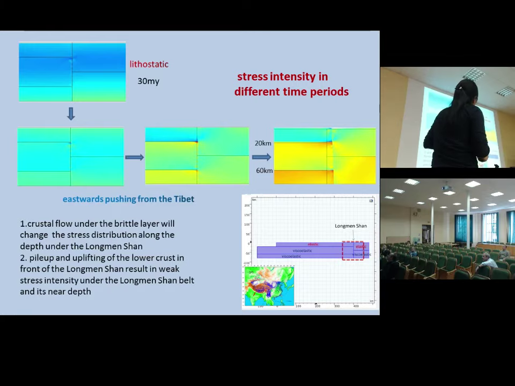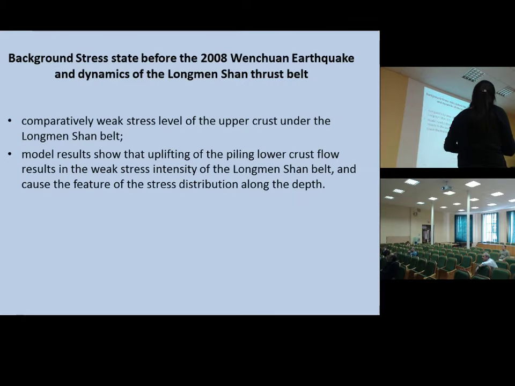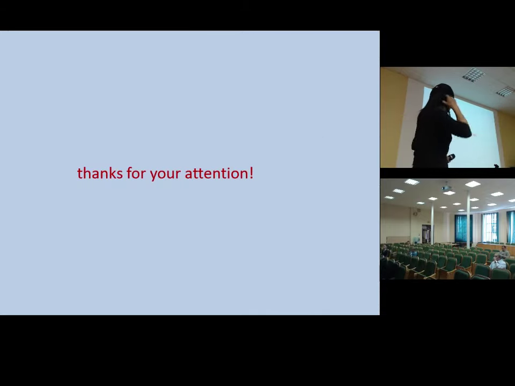Red is high, blue is weak. So this is the result. A comparatively weak stress level of the upper crust under the Longmenshan belt is the dynamics of this region. My model results show that uplifting of the piling lower crust below causes the weak stress intensity of this belt and causes the feature of the stress distribution along the depths. Okay, thanks for your attention. Thank you very much.